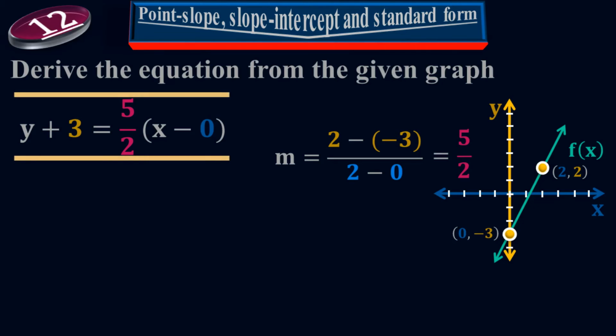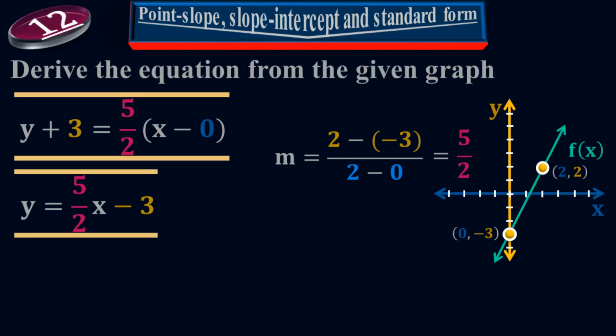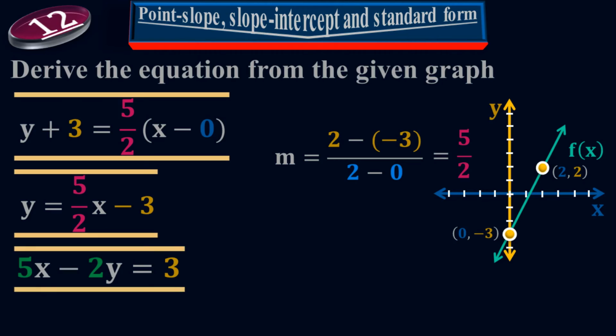Now let me change it into other forms. The slope intercept form will be y equals 5 over 2 into x minus 3. This is going to be the slope intercept form or y-intercept form. And now to change it into standard form, its standard form will be 5x minus 2y equals 3. This is going to be the standard form.